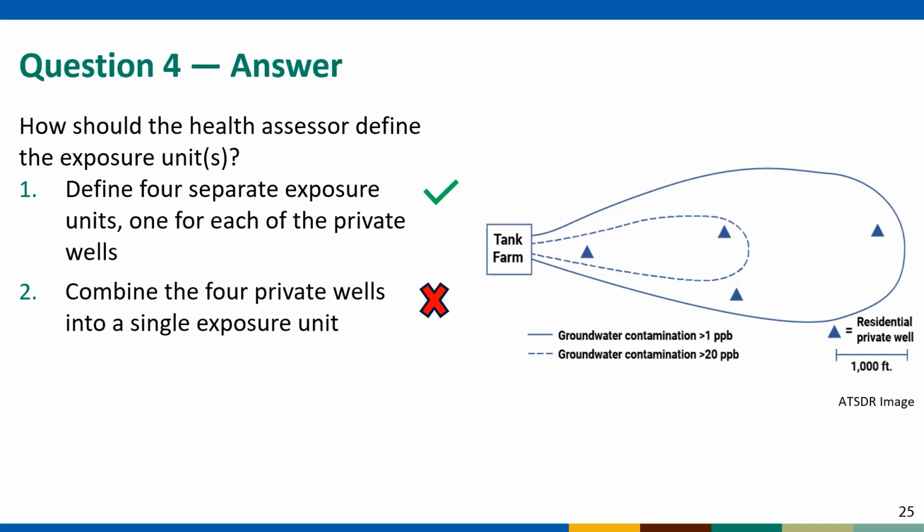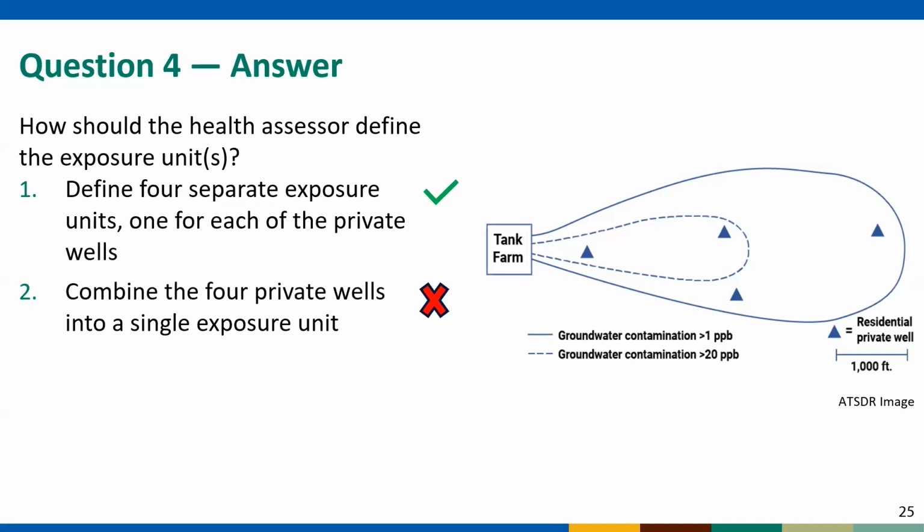If we were to instead combine the 4 private wells into a single exposure unit, we would be incorrectly assuming that over time, residents get their drinking water at random from all 4 wells, which most certainly is not the case in this scenario. I'll say that this is very much like the class exercise included in the exposure unit primer, in which a health assessor is evaluating carbon tetrachloride detected in drinking water collected at 6 homes, each with their own private well. There's another similar example in the exposure unit guidance document on the FAGM resources page. If you'd like additional practice with drinking water, please check those out.